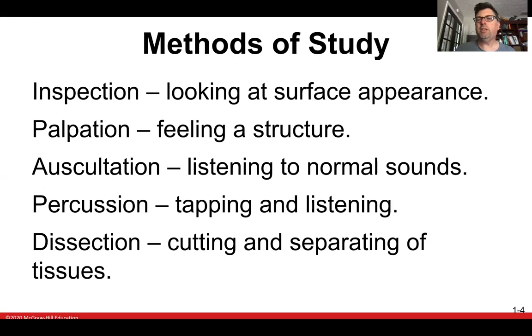Auscultation, listening to normal sounds. This is what they do with the help of a stethoscope. Percussion, tapping and listening. They'll often tap on the chest region and some other regions, looking for hollow spaces underneath, and then listening to see if everything's normal. And so these are modes of study that are employed in not only anatomy, but in medicine.